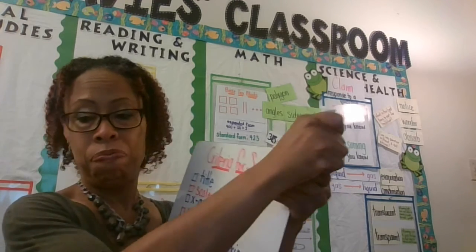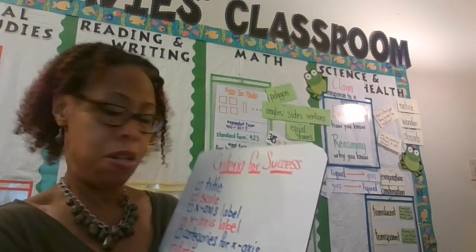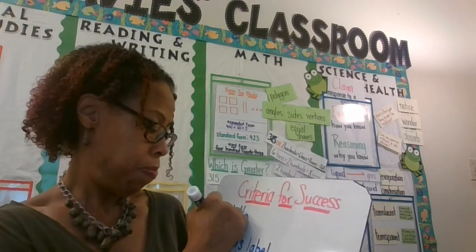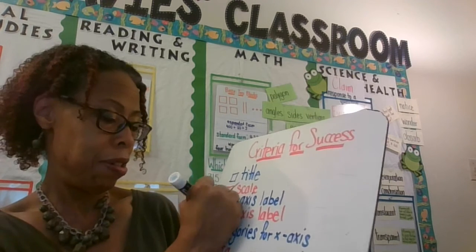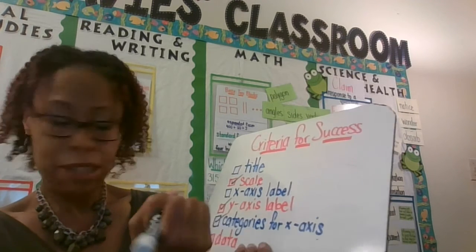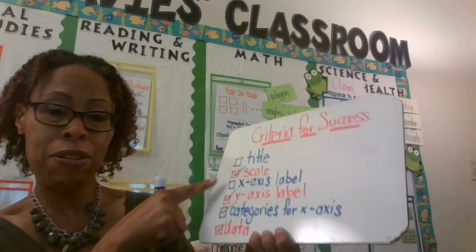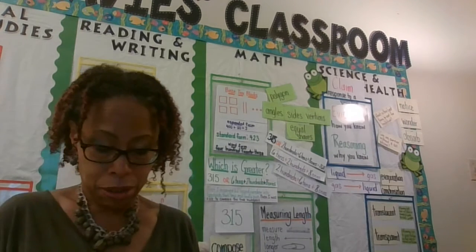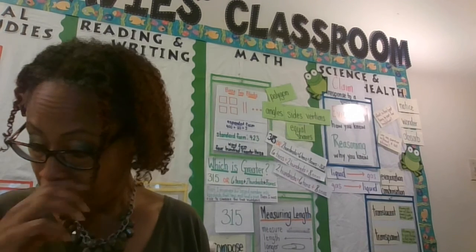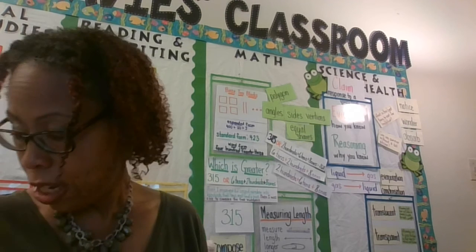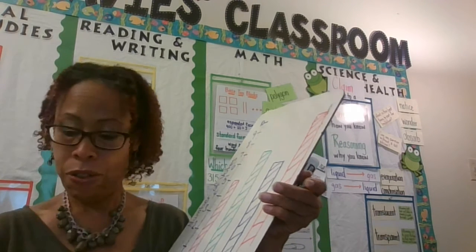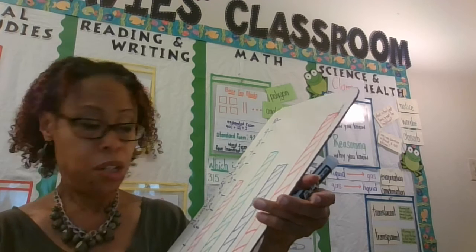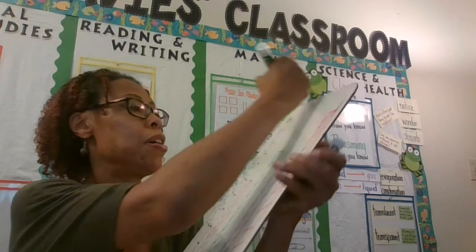So do we have a title? No, we do not. Scale? Yes, we do. X-axis label? No. Y-axis label? Yes. Categories for the X-axis? Yes. And the data. So we're missing the title and the X-axis label. So let's work on those. So the title is the easiest one. It's Delicious Donuts and Company created a survey to find out donut favorites. So let's call it Donut Favorites.